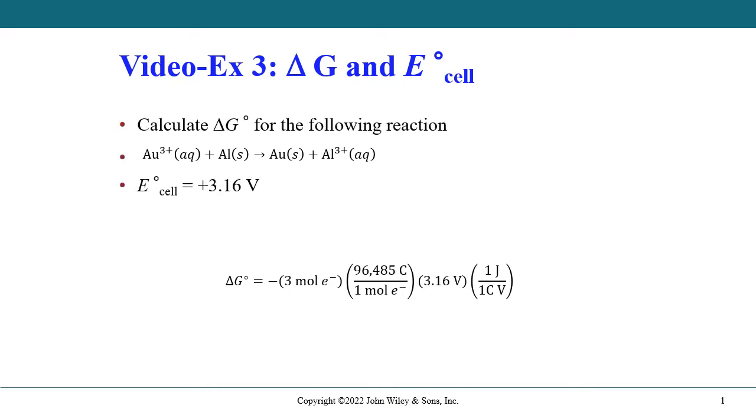Okay, so we want to calculate delta G for the following reaction. Now, we've got a reaction that is given here, and we are given an E cell value. Okay, so to solve for this, we assume standard conditions.